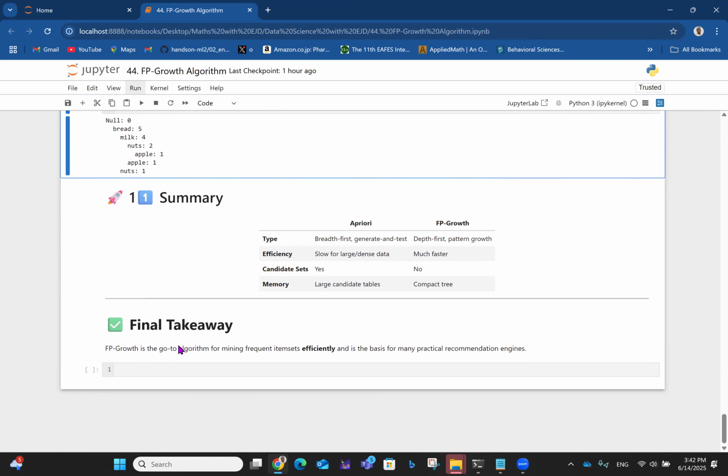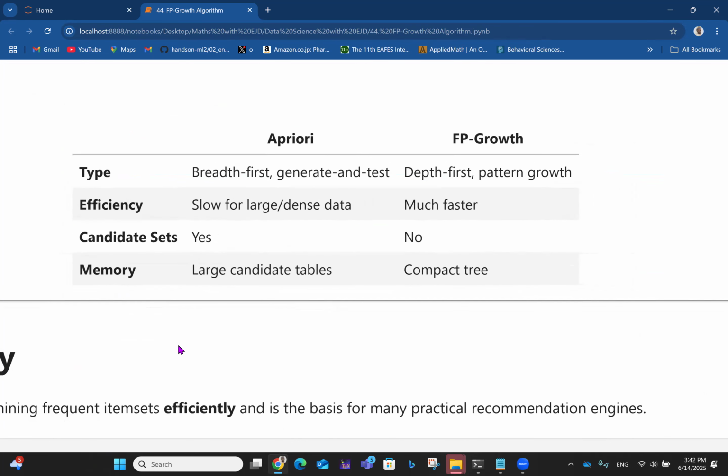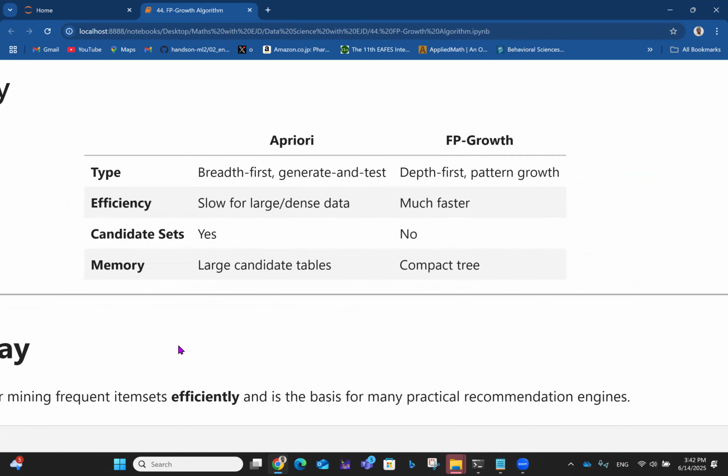Okay. So in summary, Apriori is breadth first, generate and test. If you have seen my videos on network graph and network theory, there is a place where we talk about how to travel along a network, so we can have breadth first or depth first, right? Apriori is breadth first, generate and test, while FP growth is depth first. Depth first is you go down the street and then you come back step by step. Breadth first is you visit each place one after the other.